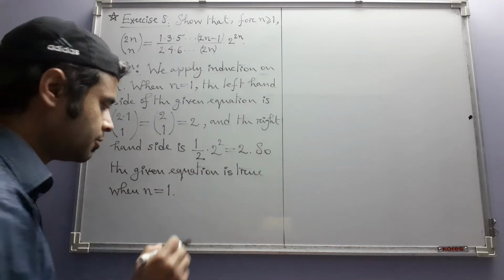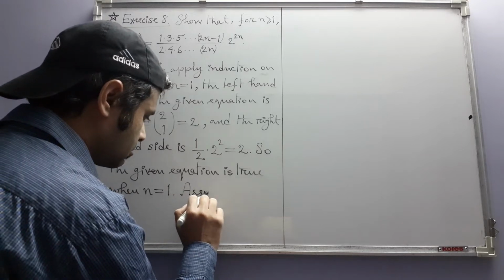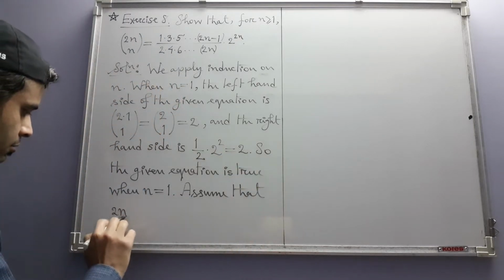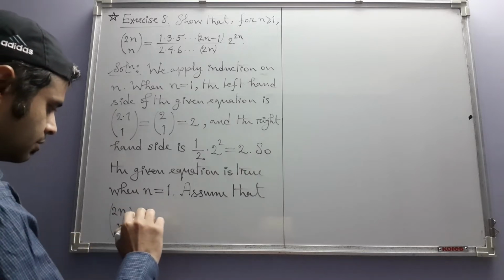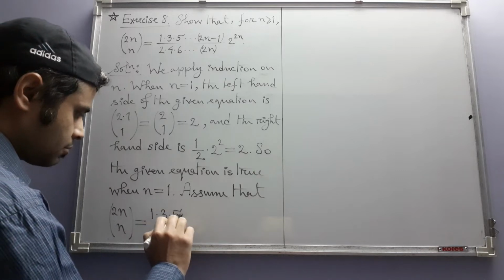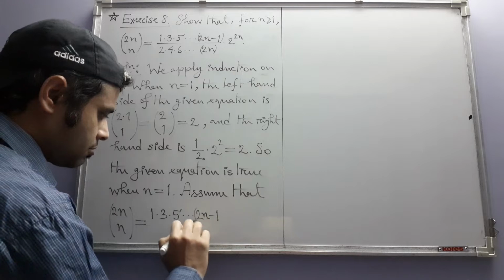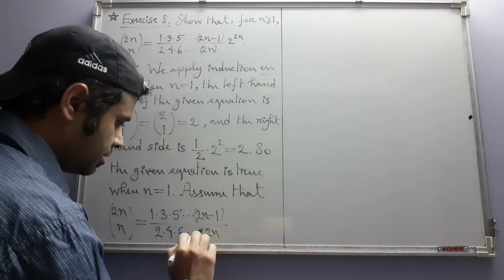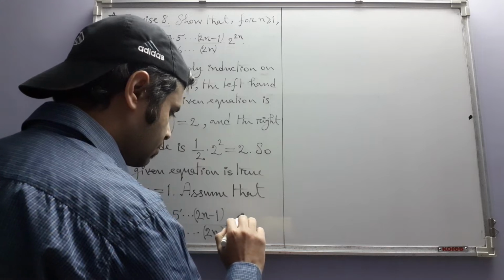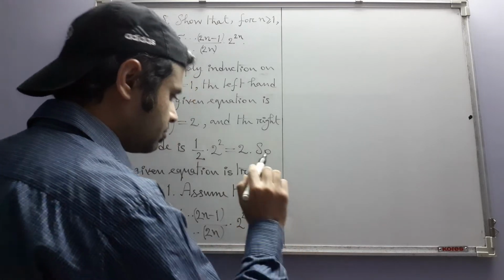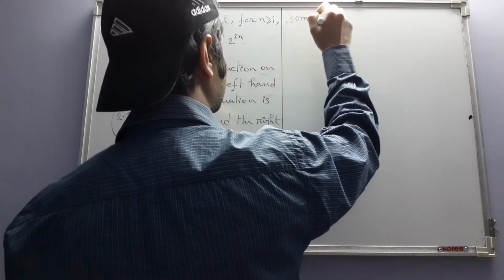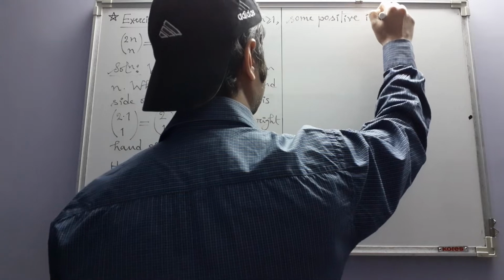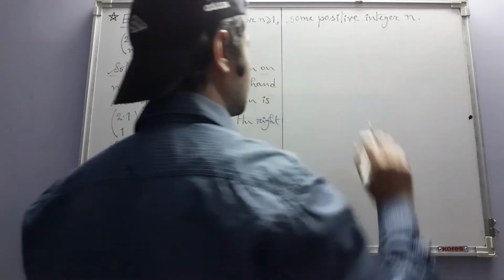Now we assume the induction hypothesis. Assume that 2n choose n equals that expression divided by 2 times 4 times 6, all the even integers, times 2 to the power 2n, for some positive integer n.